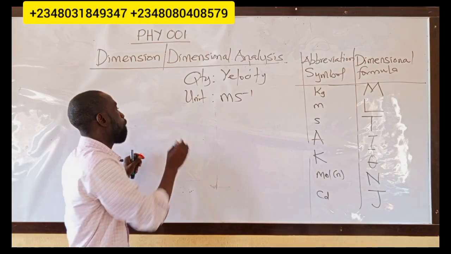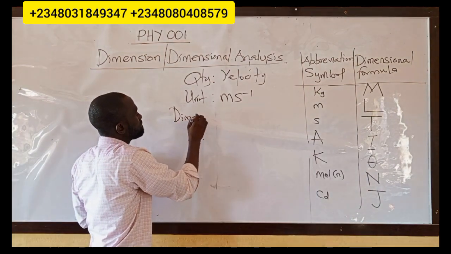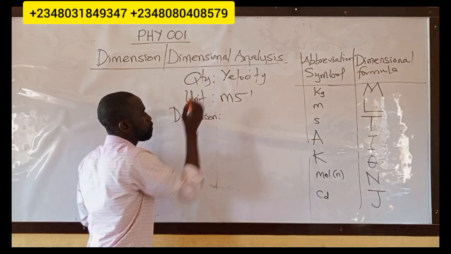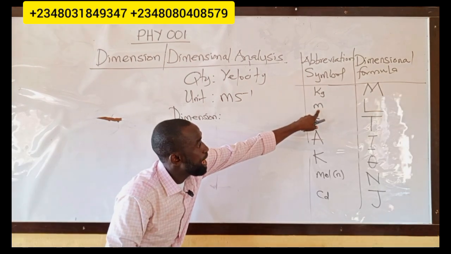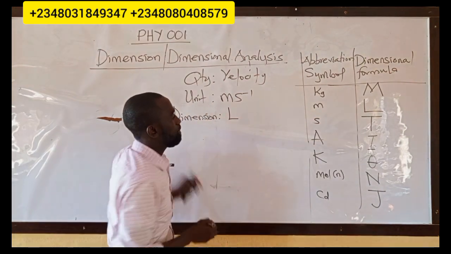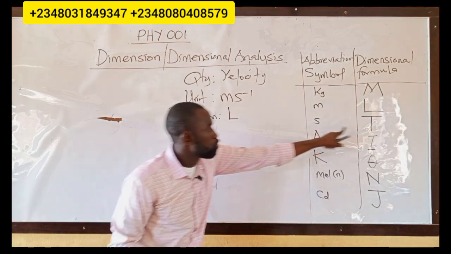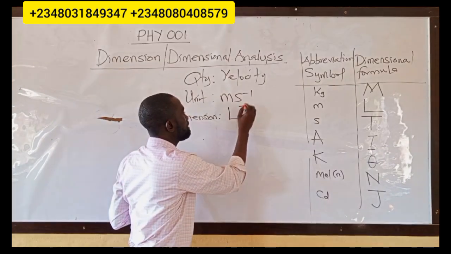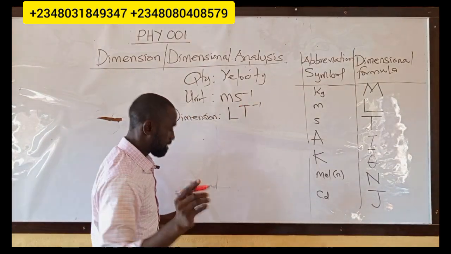So what is the dimensional formula, or just the dimension, of velocity? Anytime I see small m, we change it to L. So I have L. Now, anytime I see small s, change it to T. So I have T, this one to the power minus 1.